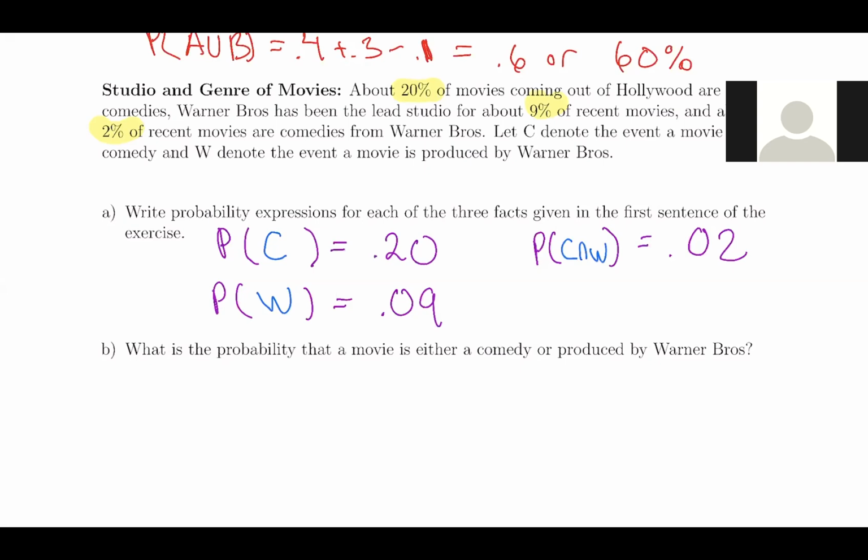For B, it says, what is the probability that a movie is either a comedy or produced by Warner Brothers? Right here, the keyword is or. That's telling me we're going to have a union. So we're doing a comedy or it was produced by Warner Brothers. So put C union W. Any question? We're going to find the probability that it's a comedy or produced by Warner Brothers.